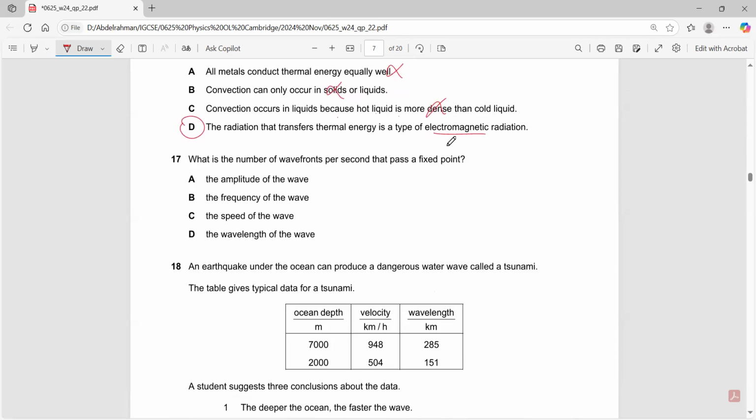What is the number of wavefronts per second? Number of wavefronts per second is the frequency.